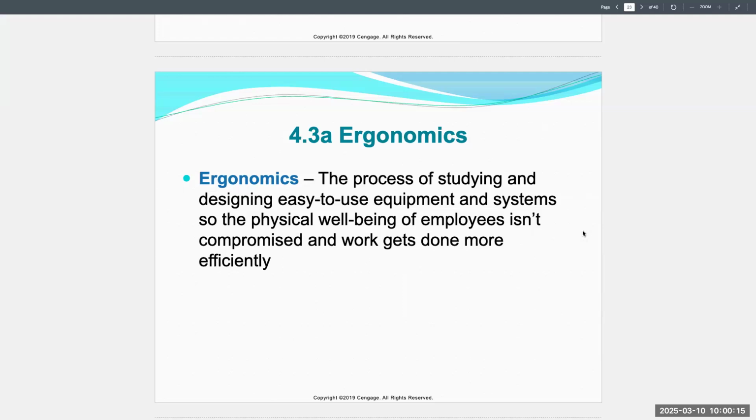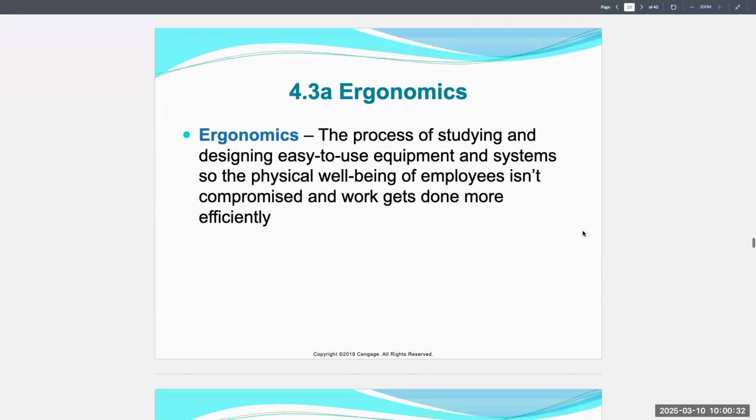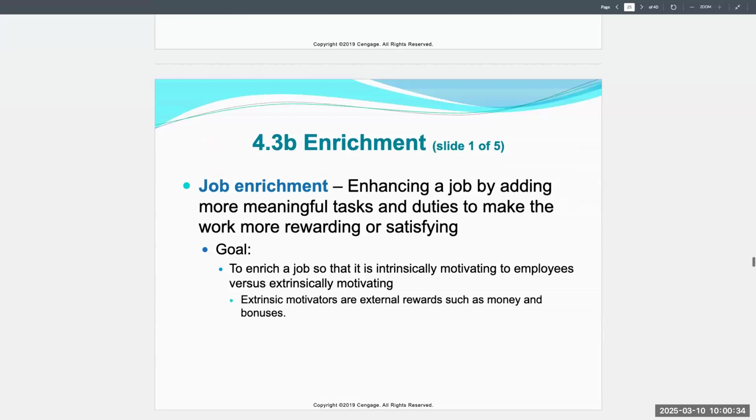Now, companies investing in ergonomics often see increased employee comfort, reduced healthcare costs, and higher overall performance. So you're looking at designing an environment that is healthy, that is good, and that is a positive for the people, a positive workplace for the people to be, so that they are healthier, more motivated, and more capable of performing the tasks at hand.